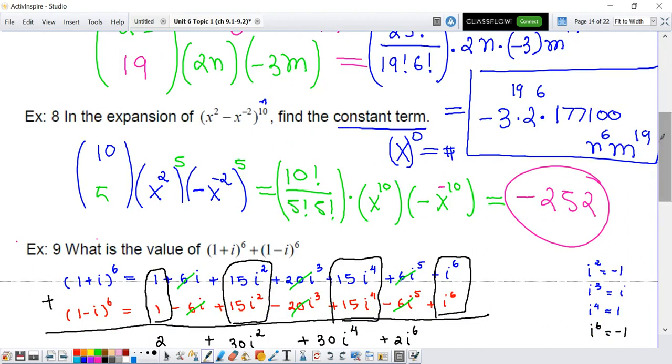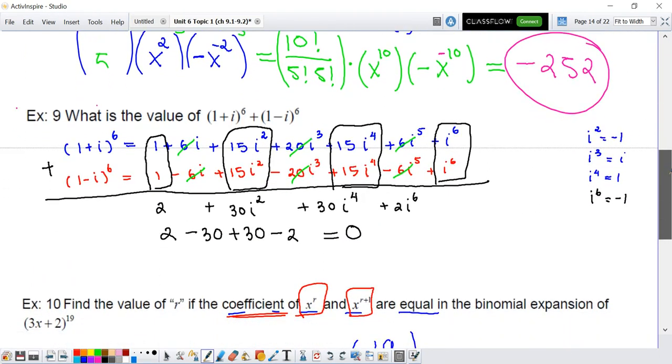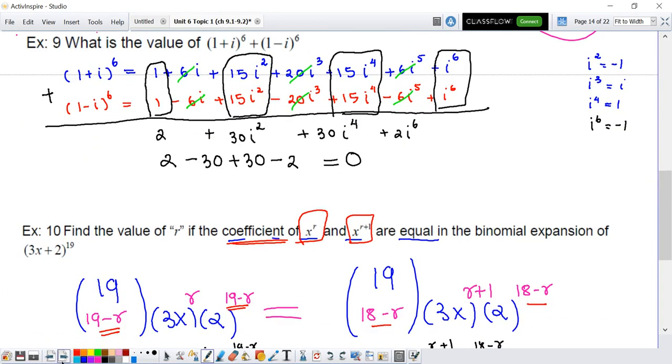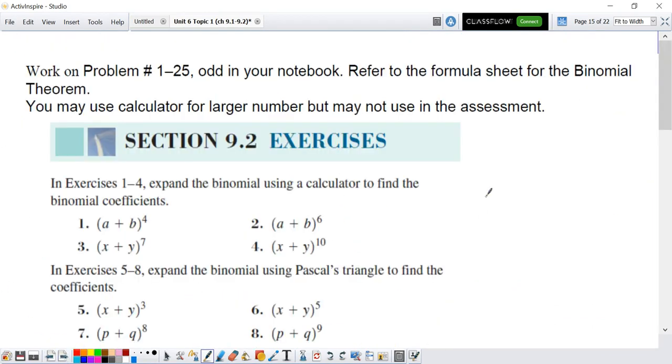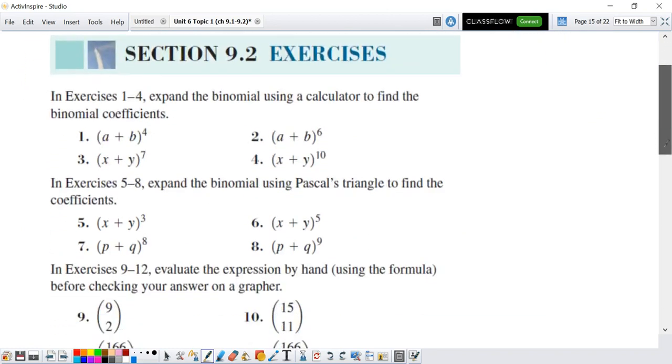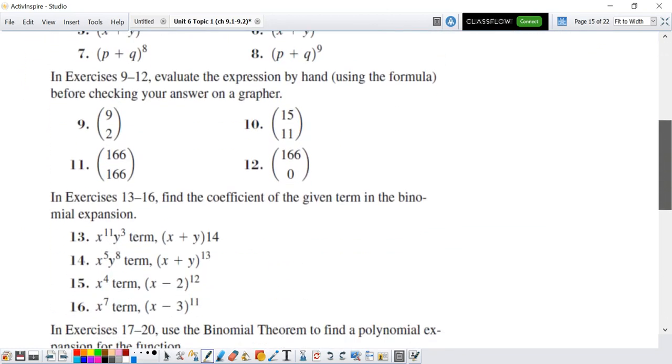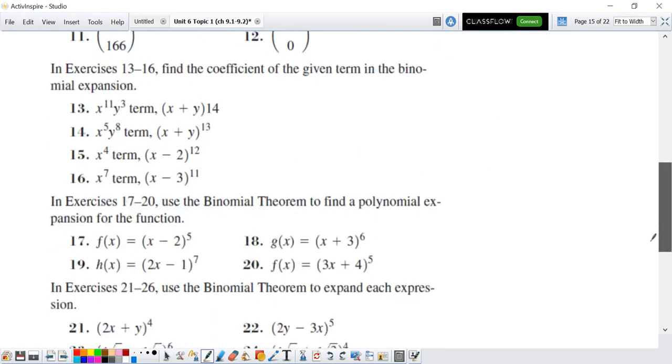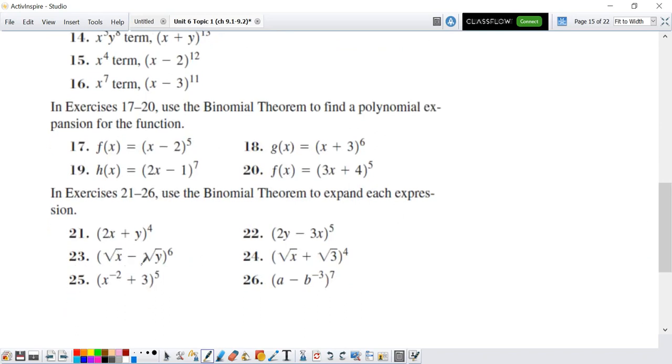And example 9 includes some imaginary numbers. Don't worry about example 10. And now you should be able to do this homework. Homework is pretty straightforward, not very complicated. You can see the kind of questions we asked. We did some examples in the classroom. And the same kind, radicals, you can rewrite as x to the half, y to the half. Negative exponents, be very careful. You must know how to simplify them as well.